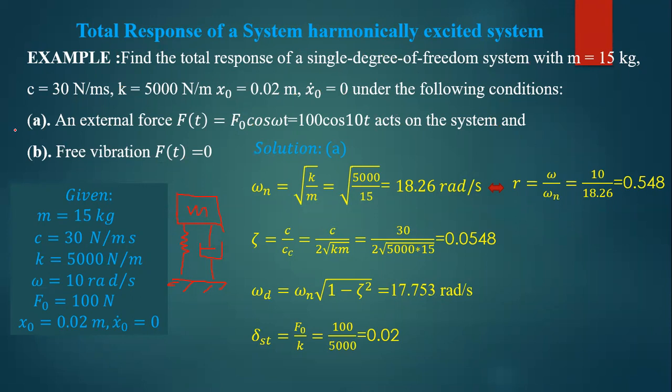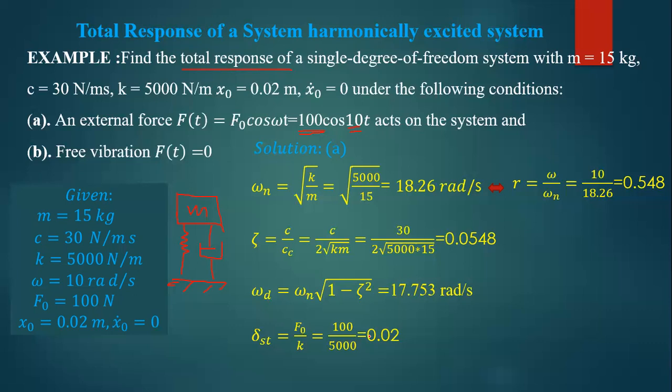We have two questions here. An external force F(t) = F_0 cos ωt, which is equal to 100 cos 10t. This means F_0 is 100 newton, and the forcing frequency ω is equal to 10. That is the information here. B, free vibration, F(t) is equal to zero. That is the homogeneous part of the solution, so the forcing or steady state conditions will be removed from the system. What we are going to find is the total response of the single degree of freedom system, represented in terms of the amplitude of vibration.